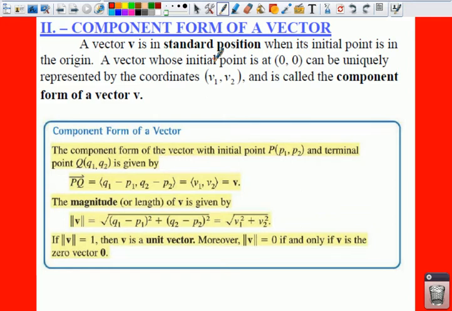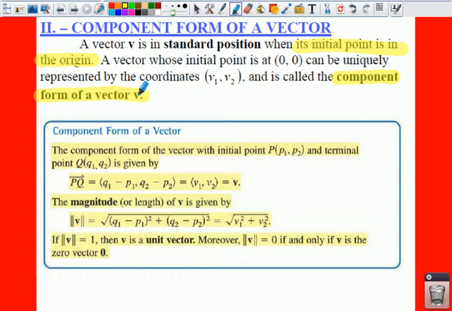So let's talk about the component form of a vector. A vector v is in standard position when its initial point is at the origin. So if its initial point is at the origin, that means 0, 0. A vector whose initial point is at 0, 0 can be uniquely represented by the coordinates v1, v2. That means if you take, like in the last example, we subtracted 0, 0 from things. Anytime you have an ordered pair and then you subtract 0, 0, that's just going to be the component form of a vector.